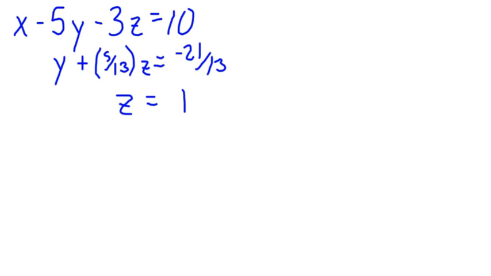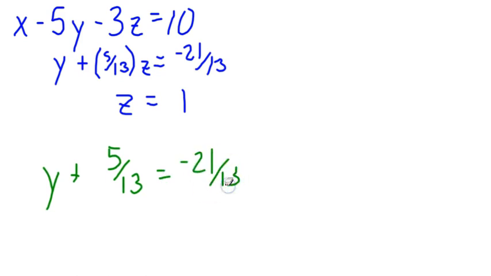Now we're going to solve for the x, y, and z values. Using the third equation, we already know z is equal to 1, so if we plug that z value into the second equation, we have y plus 5 over 13 equal to negative 21 over 13. If we subtract that 5/13 to the other side, we get y equals negative 21 minus 5, which is negative 26 over 13, which is equal to negative 2. So we know z is equal to 1 and y is equal to negative 2.